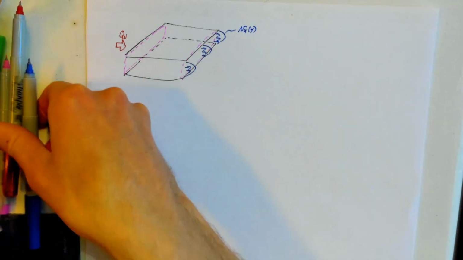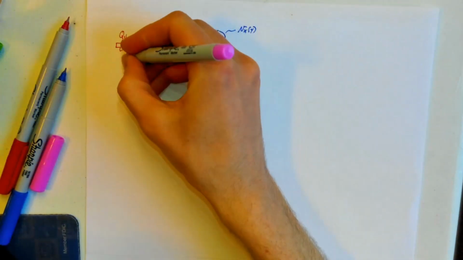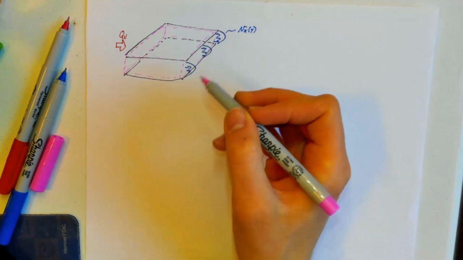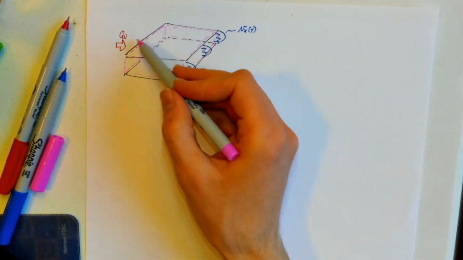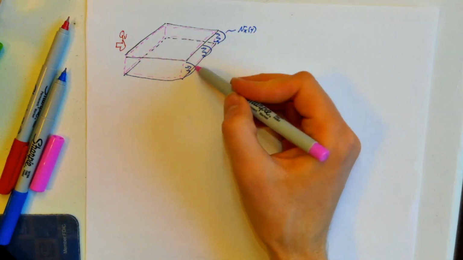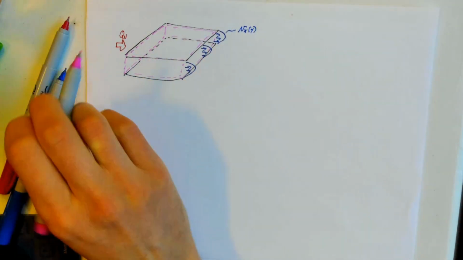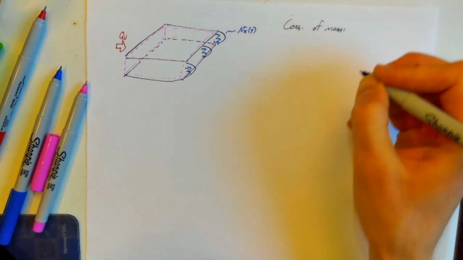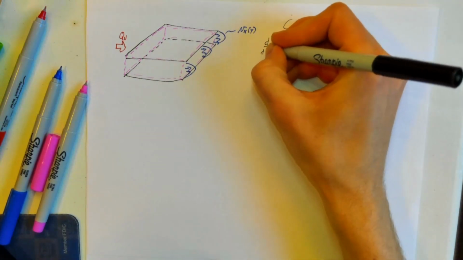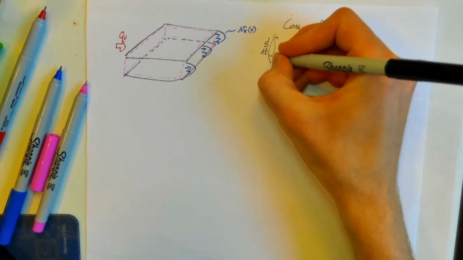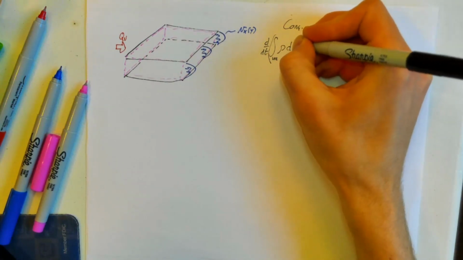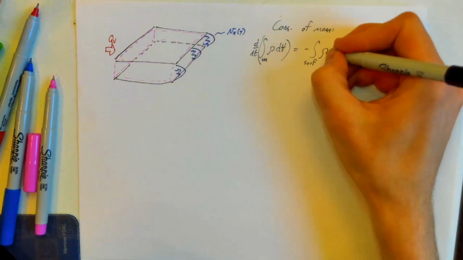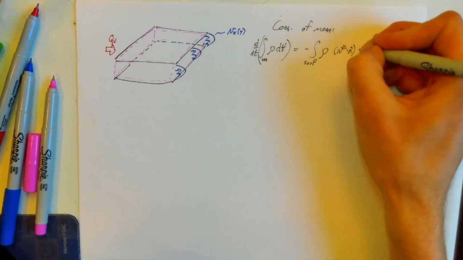So what can I do? Well, I can apply conservation of mass to essentially this pink box that I've drawn here. And we'll have two different faces, one face that's associated with the volumetric flow rate in, and another face that's associated with this given velocity profile out. So conservation of mass basically says d dt of an integral over the volume of rho dV is equal to minus an integral over the surface of rho times v dot n dA.